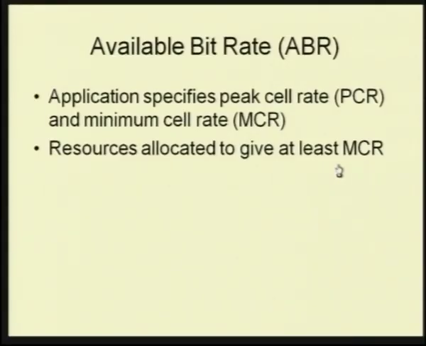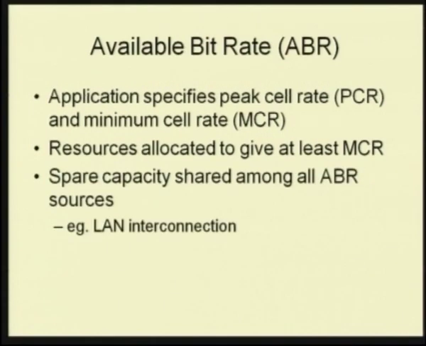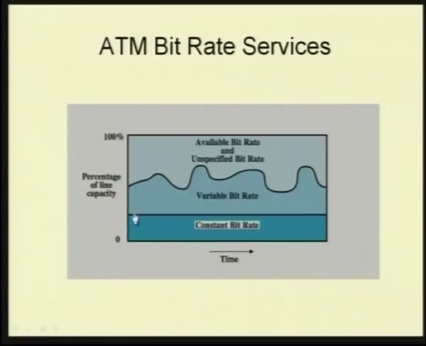So, the resources are allocated to give at least MCR. So, at least a minimum cell rate service has to be provided by the network, okay. And the spare capacity will be shared among all ABR sources, okay. That is an example for a LAN connection that you could have. So, you can see how the entire bandwidth, or the line capacity, would be shared. There will be constant bitrate applications which use up a constant amount of the line capacity. Then you have variable bitrate applications which use some amount of the line capacity. Whatever is left out, this is what is available for the two service categories, which are ABR and UBR.